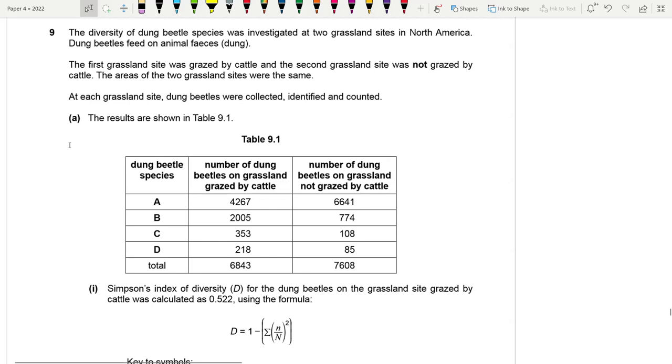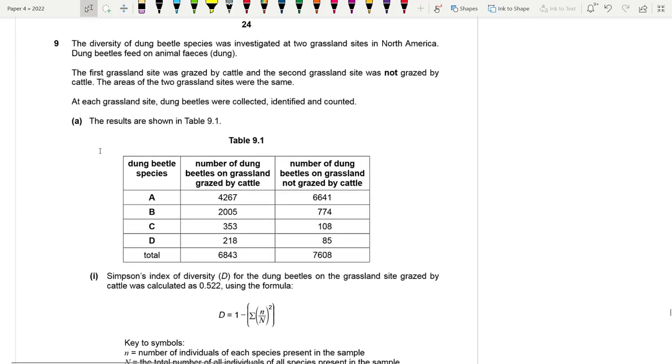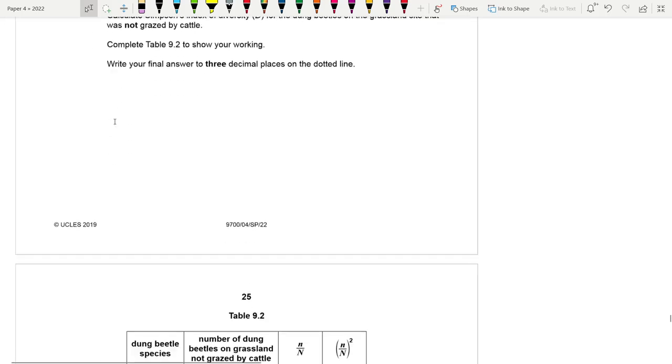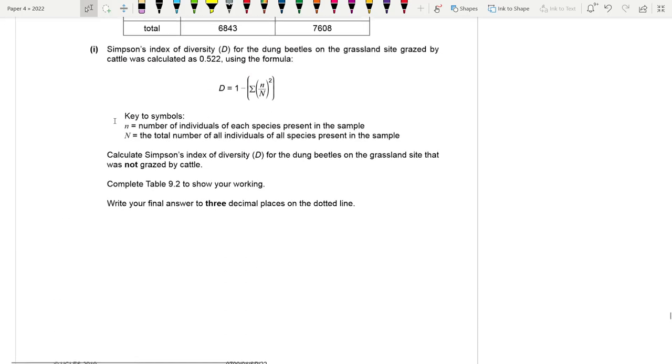Now, the diversity of dung beetle species was investigated at 2 grassland sites in North America. Dung beetles feed on animal feces, dung, right? So the first grassland site was grazed by cattle, and the second grassland site was not grazed by cattle. The areas of the 2 grassland sites were the same. At each grassland site, dung beetles were collected, identified, and counted. Okay, so we're using Simpson's index of biodiversity here. For the dung beetles on the grassland site grazed by cattle, it was calculated as 0.522 using this formula. So we need to complete table 9.2.